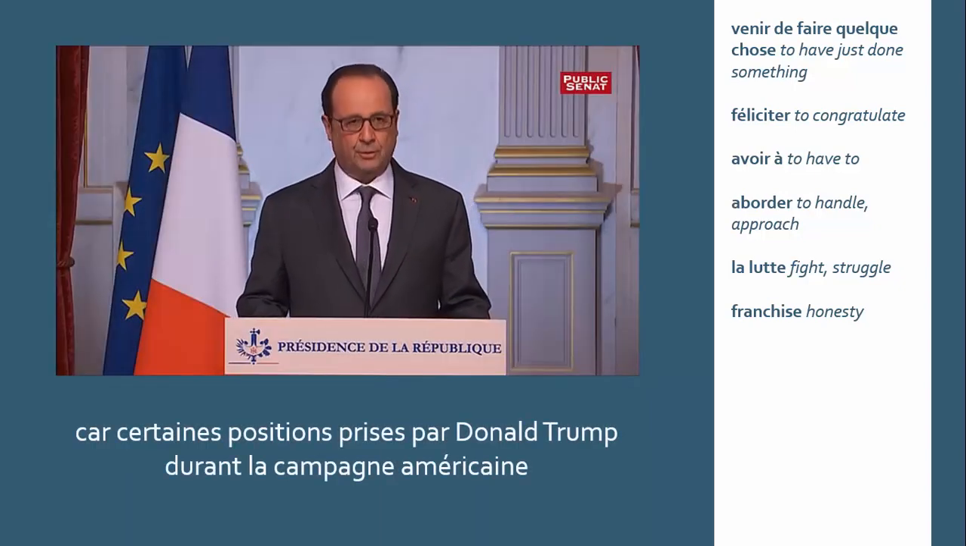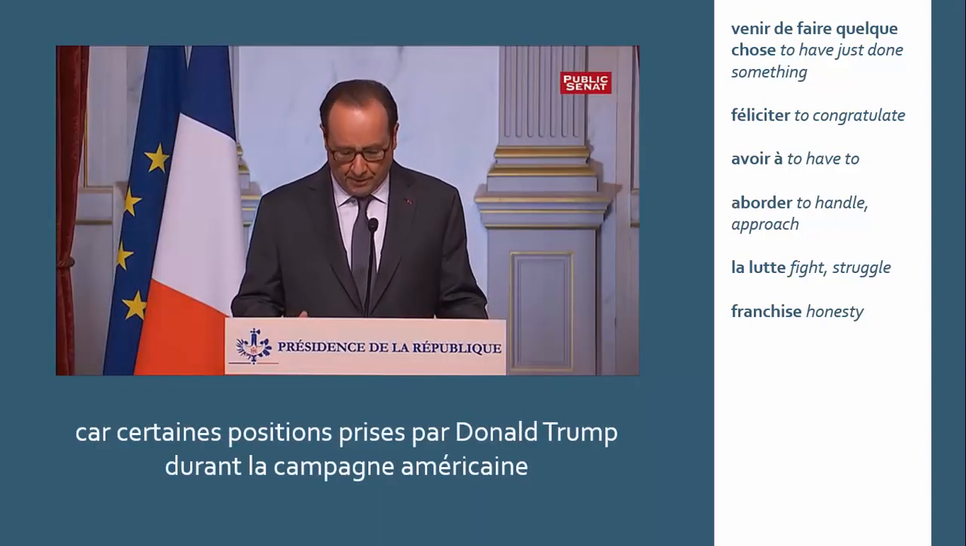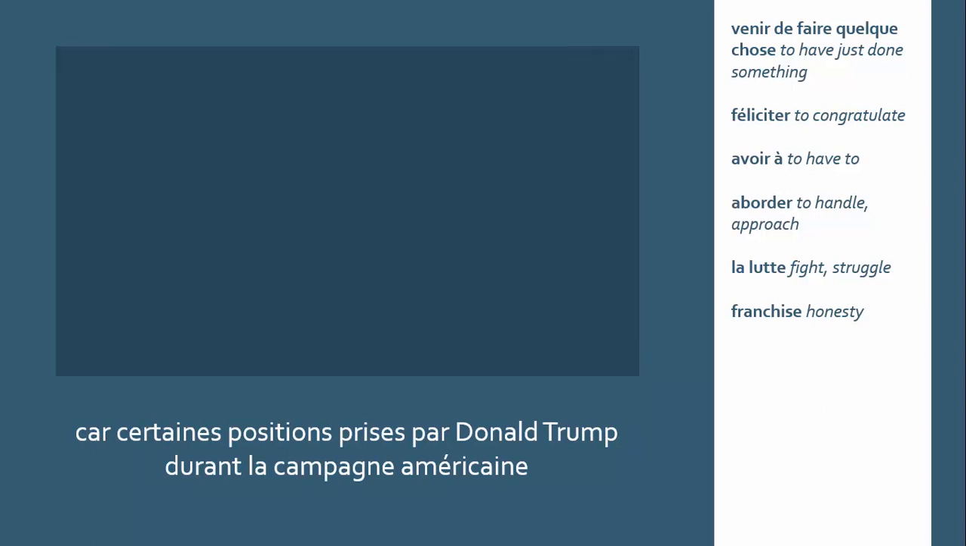Car certaines positions prises par Donald Trump durant la campagne américaine. Ce car, you may know, is a synonym for parce que, because. Certaines positions prises par Donald Trump. So literally certain positions taken by Donald Trump. I might say certain stances taken by Donald Trump, but again, that's a matter of translation rather than just understanding.